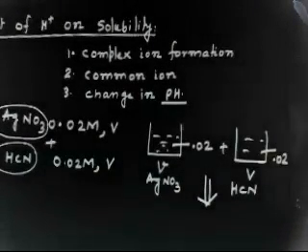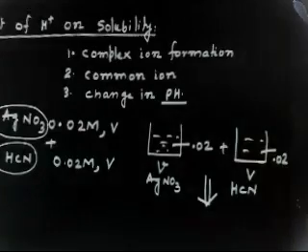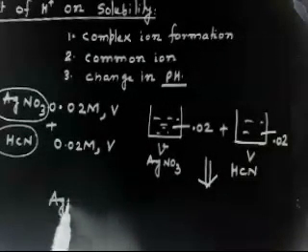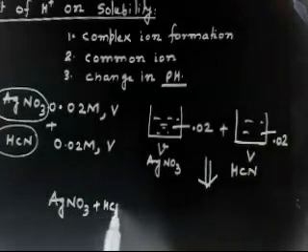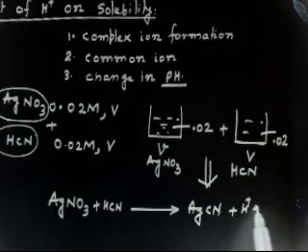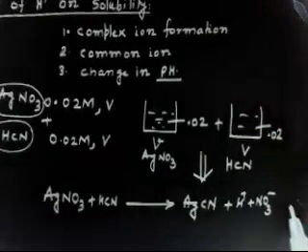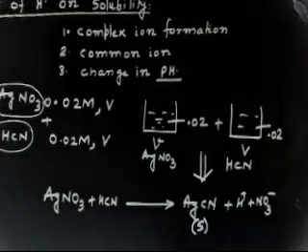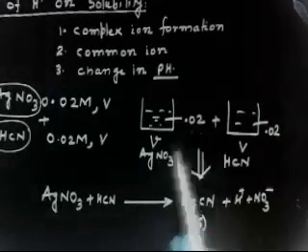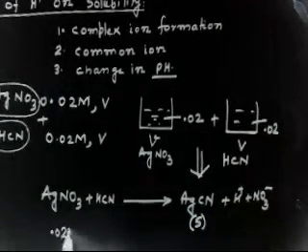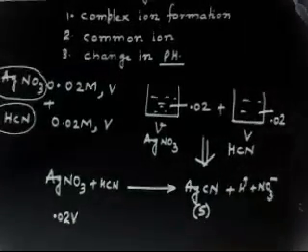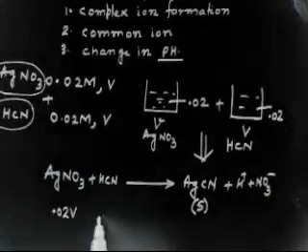So what will happen? First thing, after the mixing, AgNO3 will react with HCN, and it will form AgCN plus H+ plus NO3-. You see, AgCN is basically a solid, so this reaction will go to completion. So what is the mole of AgNO3 you have? You have 0.02 into V, so this is the mole of AgNO3. Mole of HCN is also 0.02 into V.